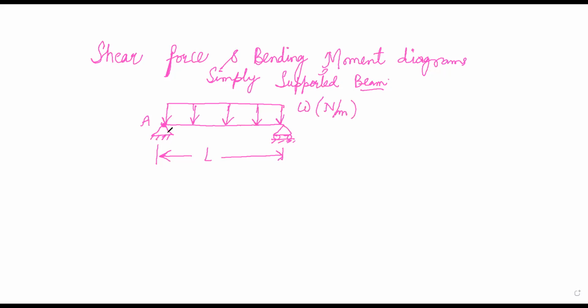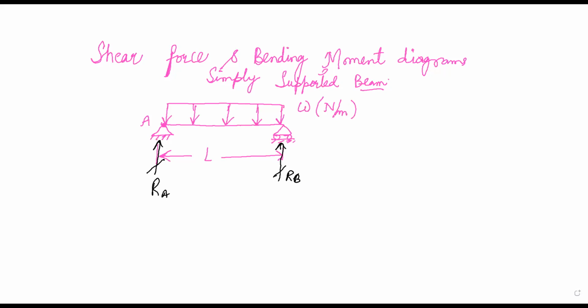Now what will happen under the influence of the load? The tendency of this load will be to move these supports down. But for this beam to be in equilibrium, these supports will generate reactions, and the reaction at the support will be in this direction. We say this is the reaction at end A, and this is the reaction at end B. We'll be calling this RB.